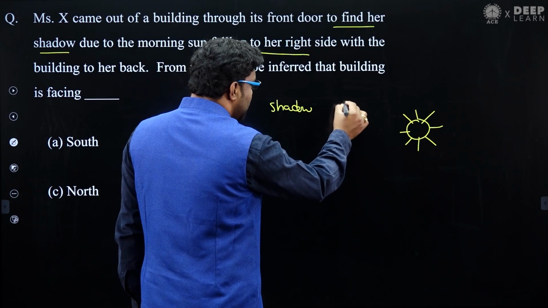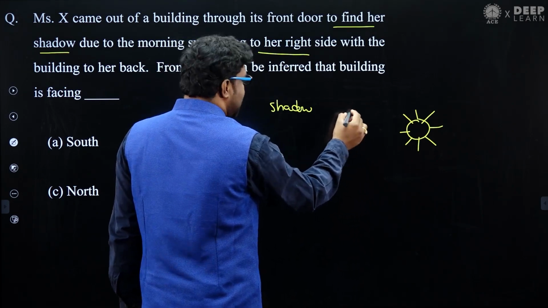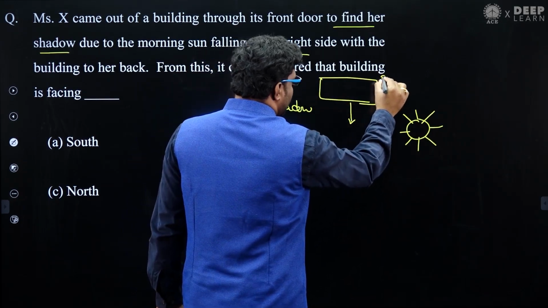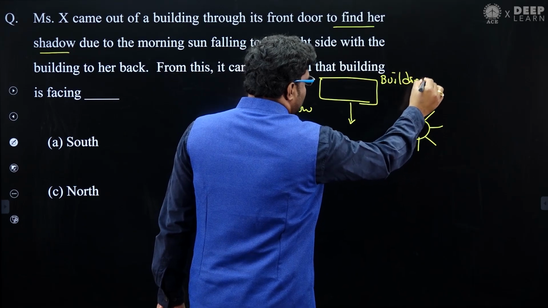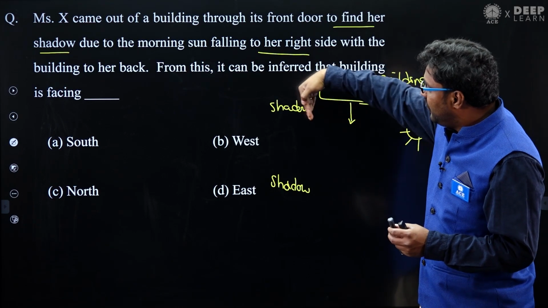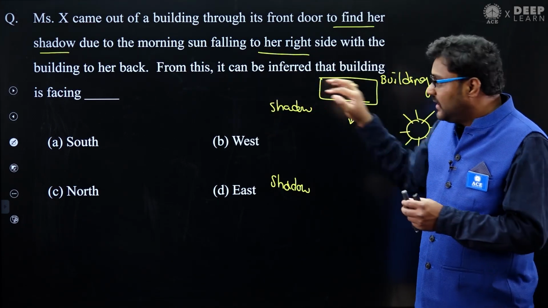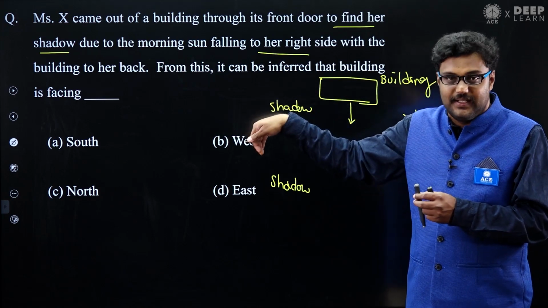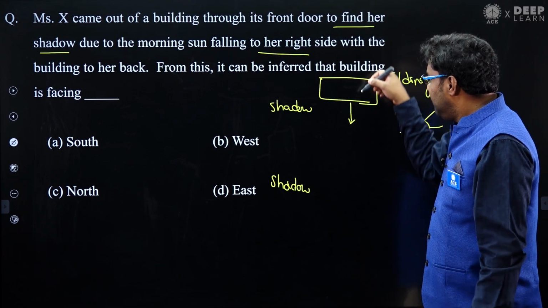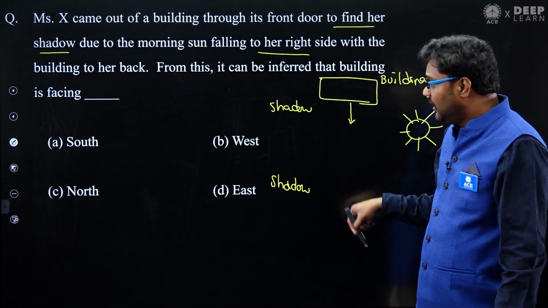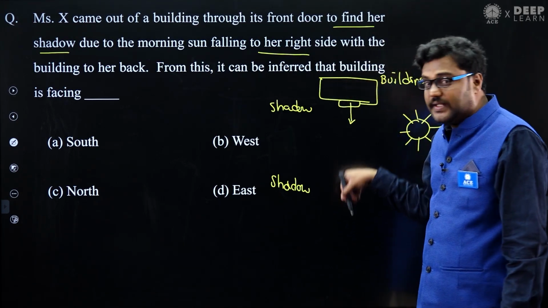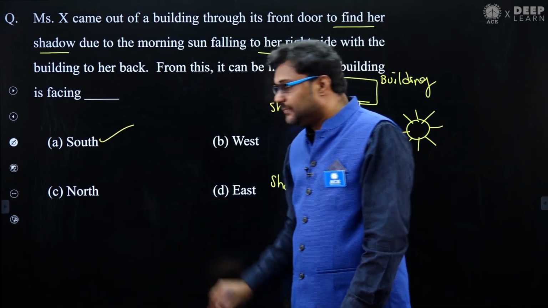If the person is in this way, shadow is on the left side. Right side if you want, then this person, Miss X, is in this way. This is the building. Now you can find, Miss X came out of the building through the front door. Shadow is to her right. As it is morning, a shadow is falling to her right side. Now here, building is facing towards which direction? This is the front door, right? This is entered from the front door. Building is facing towards south actually.